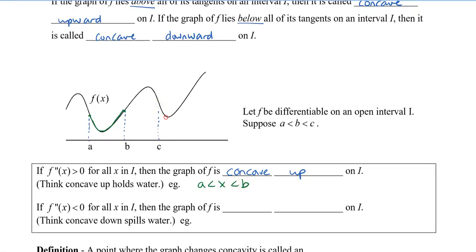Also from C onward to the right, it is also concave up because it would hold water. Now, if f double prime of x is less than 0 for all of the x values in the interval, then now we say that the graph of f is concave down on the interval. So this time, think of concave down as it's spilling water. So this would be from the left all the way until A. So all our x values are less than A. Or we can also say it from B all the way to C.